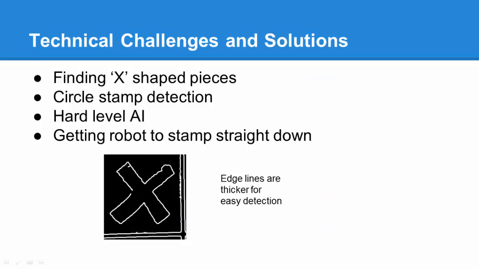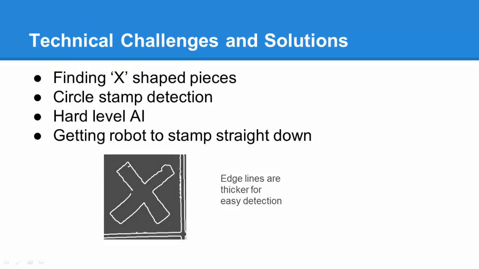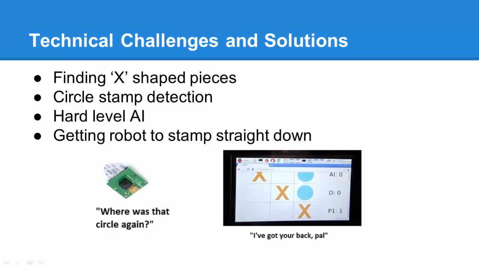The image processing had difficulty finding X-shaped pieces. The solution was to rewrite the line-finding program to dilate the edges of the piece to give thicker lines that it can detect. Sometimes the image processing cannot detect circle shapes, so the solution was to have the robot AI remember where it placed its own pieces and keep those in memory.